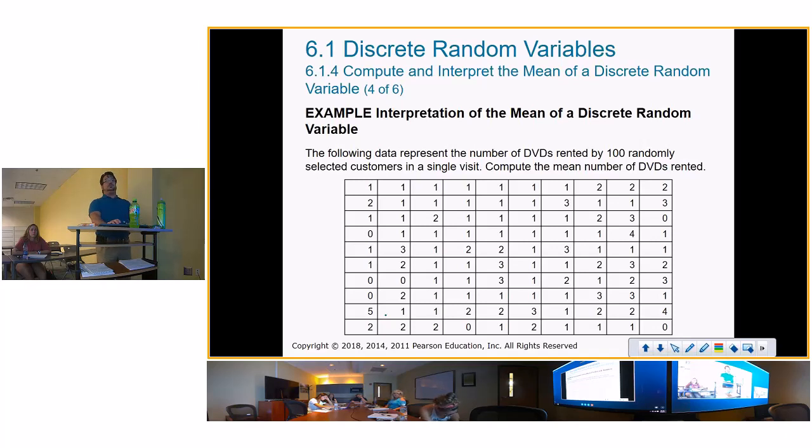All right, this one says, the following data represent the number of DVDs rented by 100 randomly selected customers in a single visit. Compute the mean number of DVDs rented. You would punch all those in the calculator. We're not doing that. I think all of y'all know how to find the mean of all those numbers.